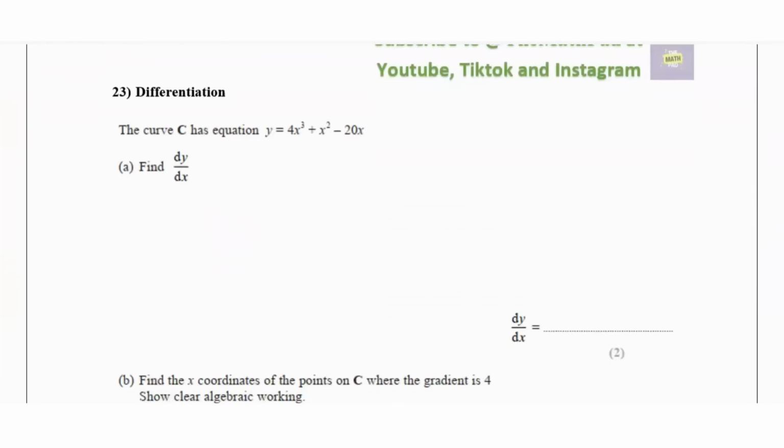Then it says the curve C has equation y equals 4x cubed plus x squared minus 20x. We have to find the dy by dx. So simple differentiation in the first part. When you're differentiating any polynomial, what you do is you bring the power down, multiply it with the term, and then subtract 1 from the original power. So 3 times 4 times x to the power of 3 minus 1. Similarly, 2 comes down, so it's going to be x to the power of 2 minus 1. And then x has a power of 1. So 1 times 20 times x to the power of 1 minus 1.